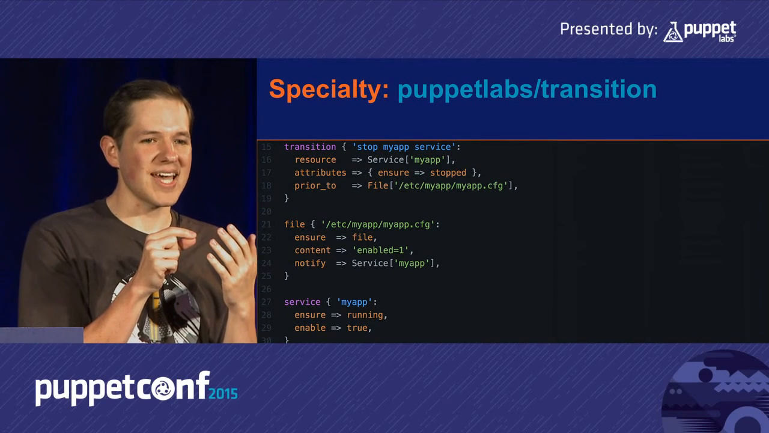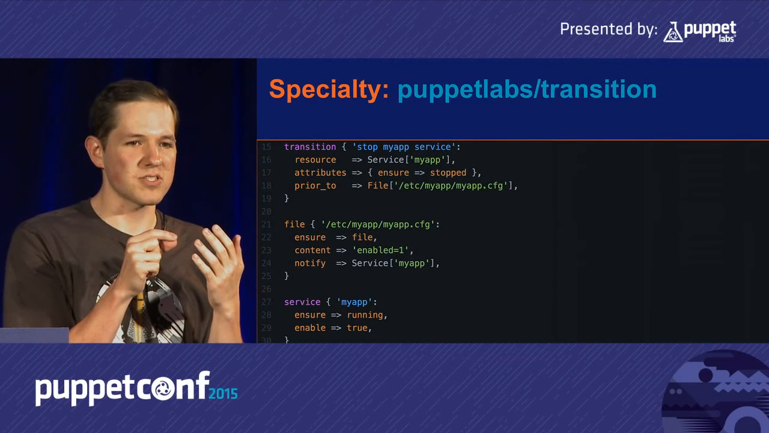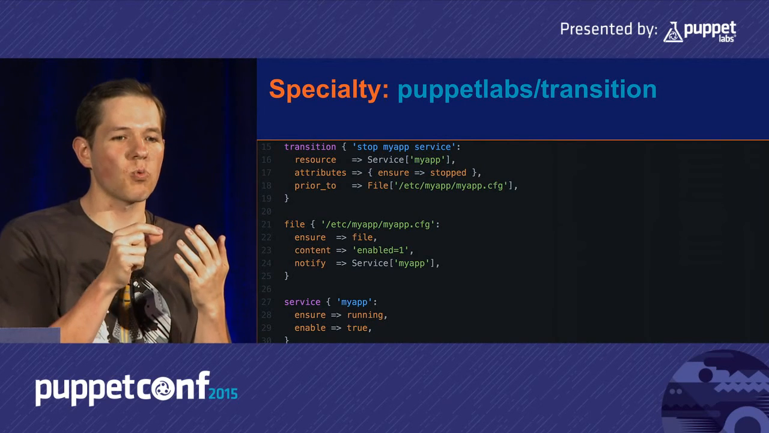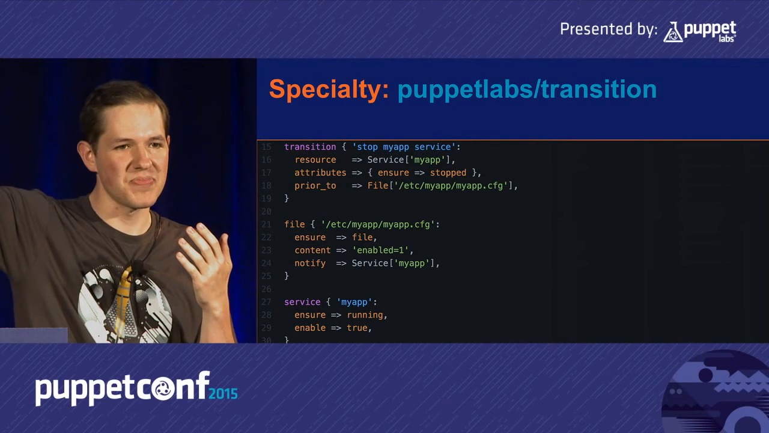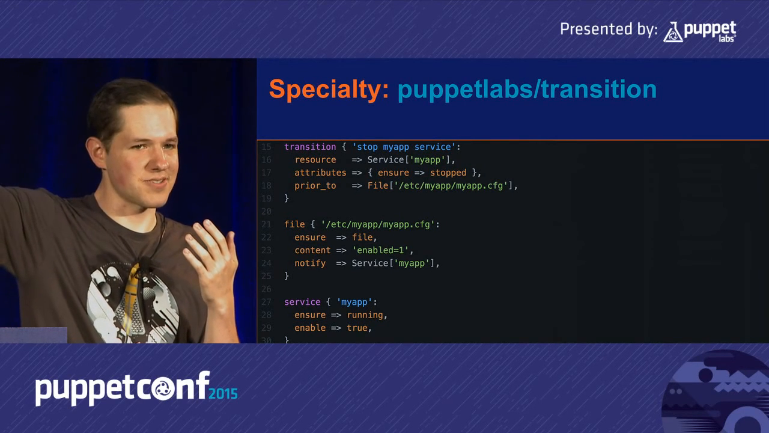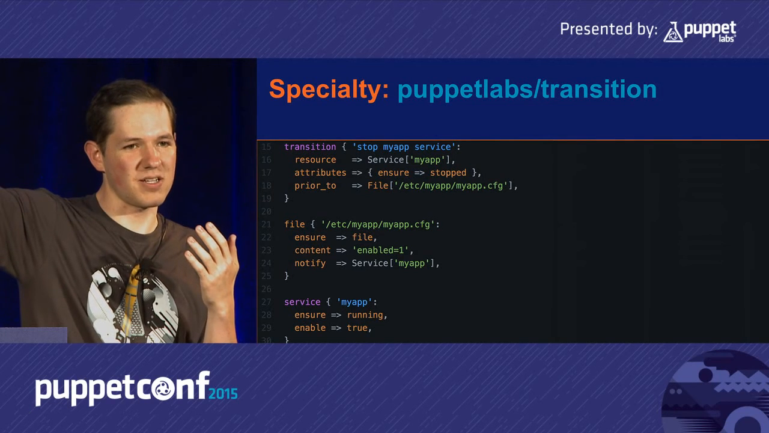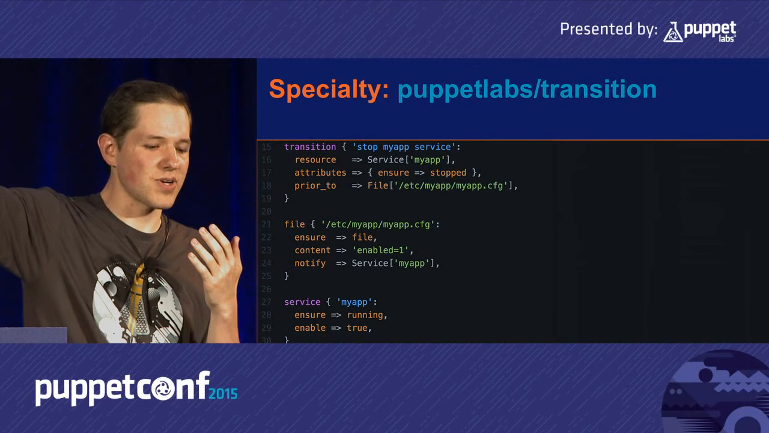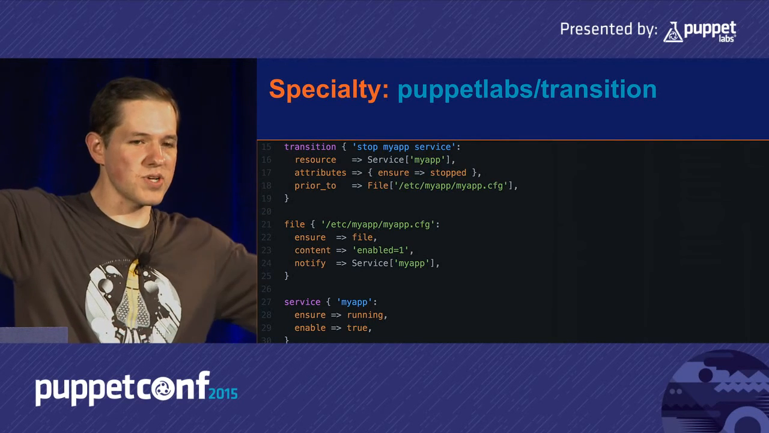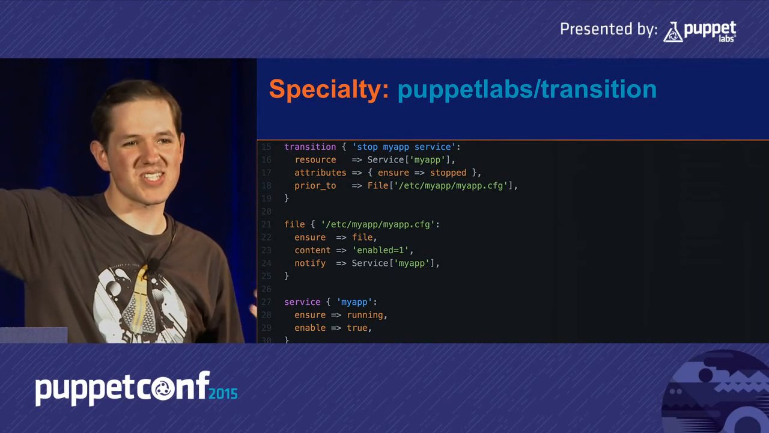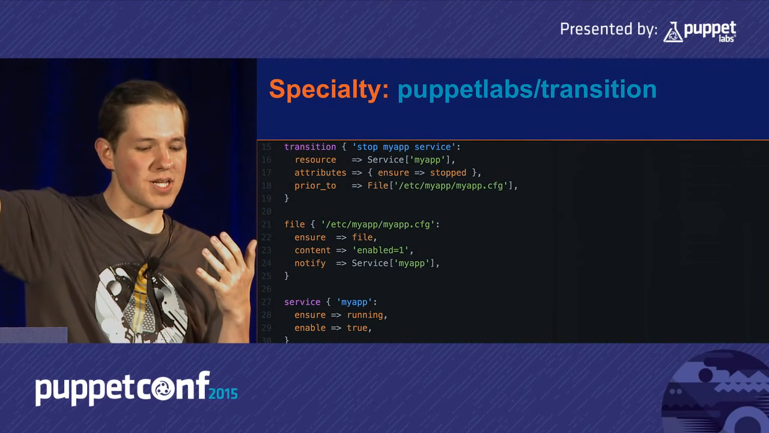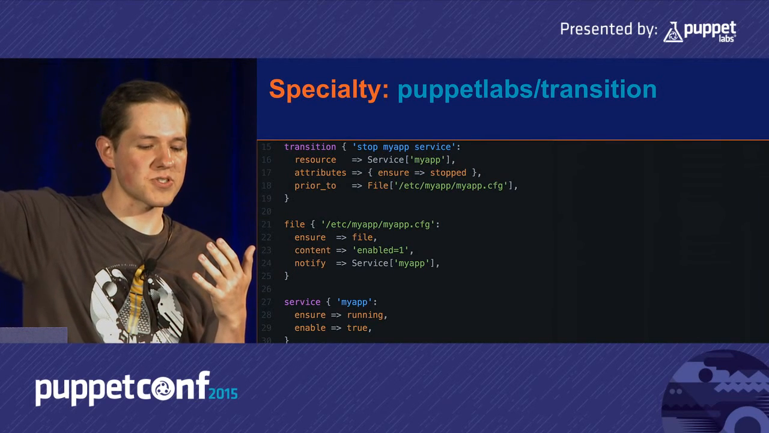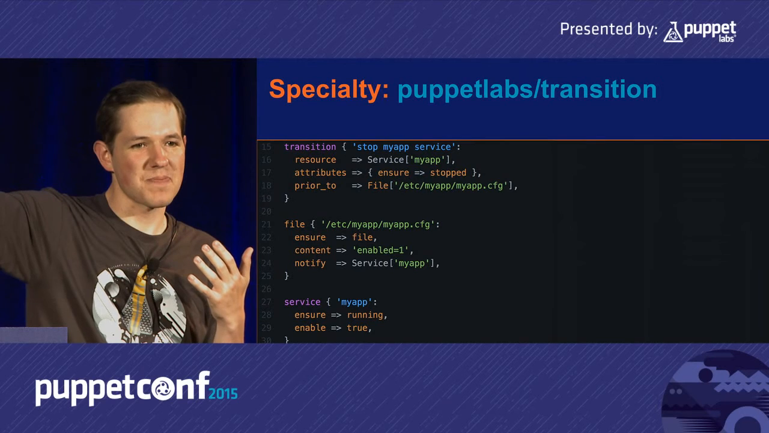Transition is actually going to look ahead in the catalog and say, well, I've been told to be prior to file. So I'm going to walk the catalog ahead of myself and look at file and figure out if file is in sync. That is, is Puppet going to change this file when it hits it? If the answer is yes, transition is actually going to run against that resource specified and assert a temporary state. It's going to say, I'm going to run the equivalent of puppet resource service my app ensure stopped.